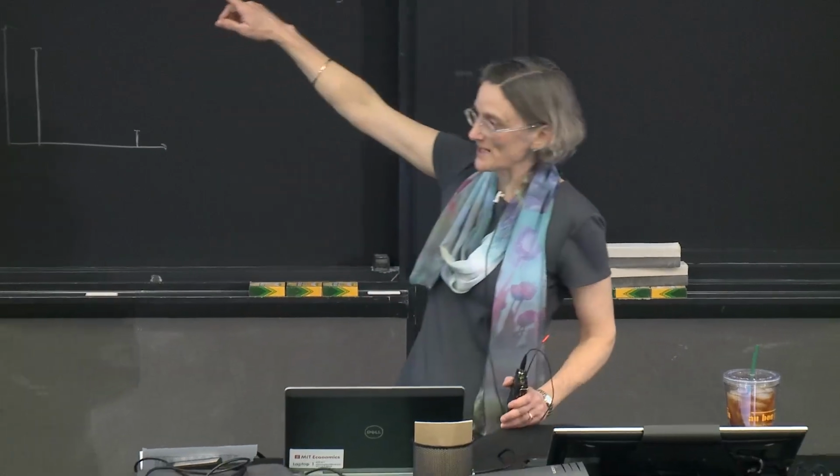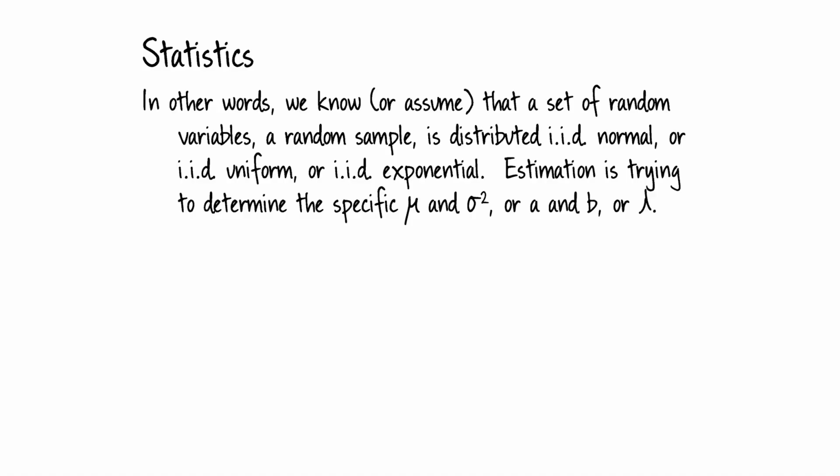Actually, I think you just predicted what I put on the next slide. So we know or assume that a set of random variables, a random sample, is distributed, say, IID normal, or IID uniform, or IID exponential. And then estimation is trying to determine the specific mu and sigma squared, or the specific a and b, or the specific lambda. Okay?